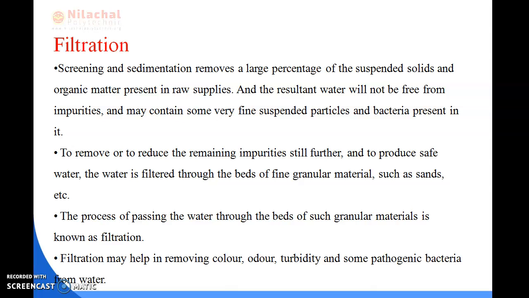To remove or reduce the remaining impurities and to produce safe water, the water is filtered through beds of granular material such as sand and gravel. This process of passing the water through beds of such granular materials is known as filtration. Filtration mainly helps in removing color, odor, turbidity and some pathogenic bacteria from the water.